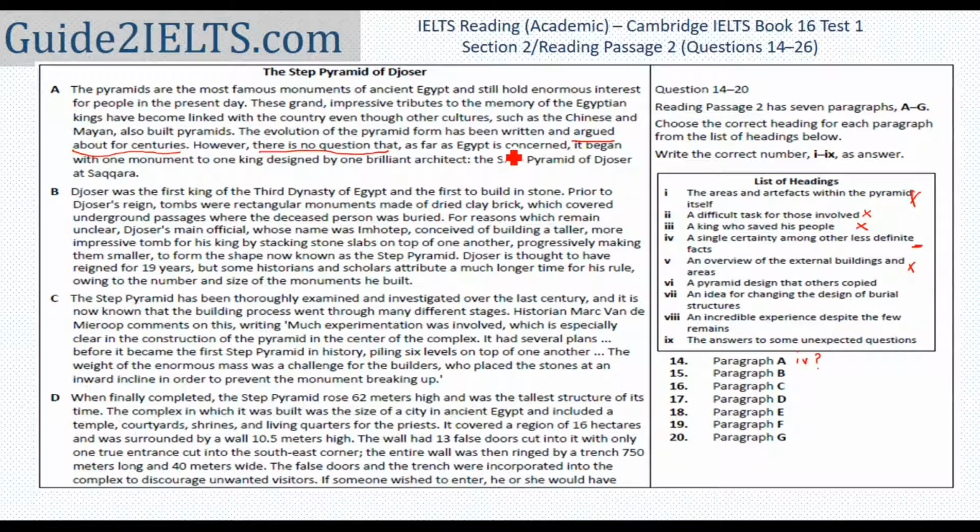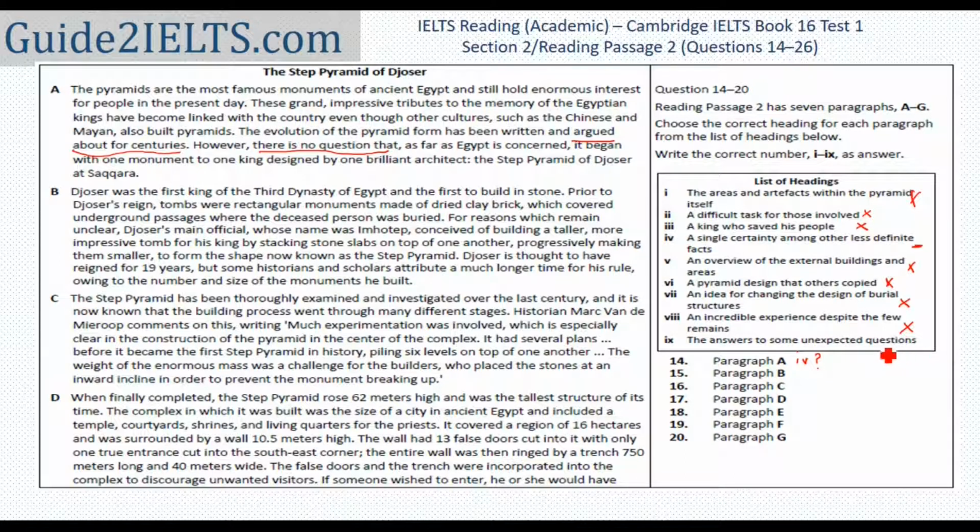So for now, I'll cross it out. It does talk about a lot of pyramids, but nothing about one copying the other. An idea for changing the design of burial structures? No. An incredible experience despite the few remains? No. The answers to some unexpected questions.